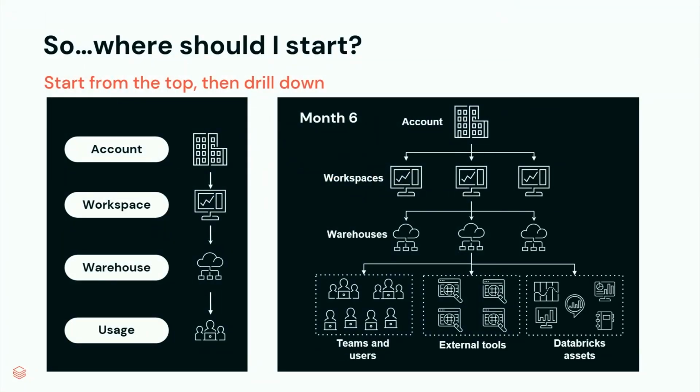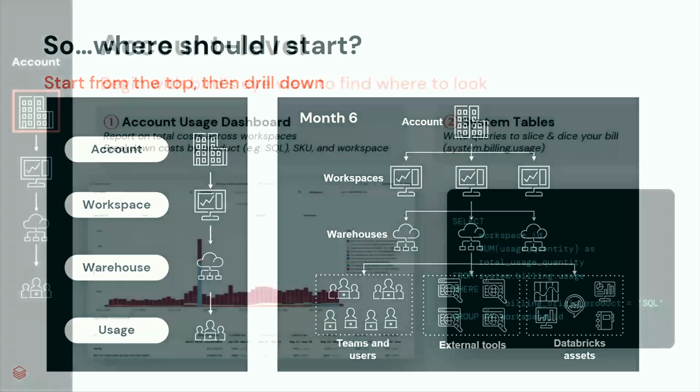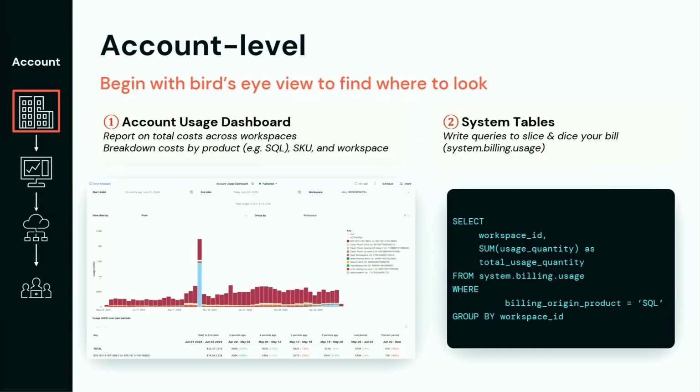So let's begin. But the first question is, where should we even start? We're simplifying this for you and suggesting that you start from the top at the account level. Follow the guide on the left-hand side as we walk through cost monitoring step by step. We recommend starting at the account level to get a bird's eye view of all your warehouse spend across your workspaces. Find where the anomalies are and where it's worth your time to double-click and investigate further.